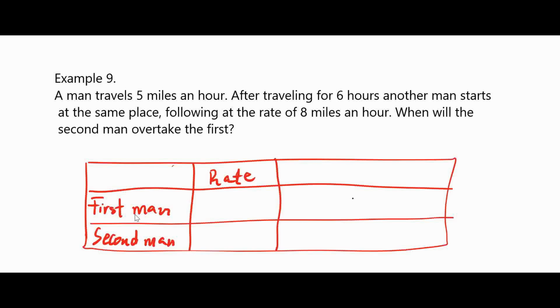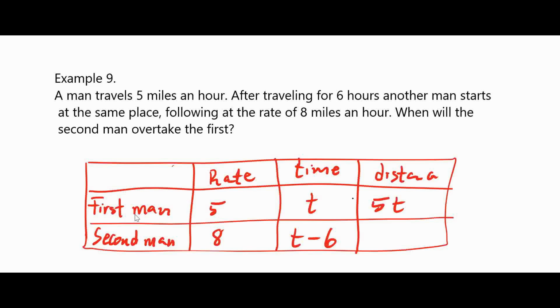The rate. First man traveled at the rate of 5 miles an hour, and the second man traveled 8 miles an hour, and the time spent by the first man, let it be T, and then the second man started 6 hours later, so T minus 6, and the distance covered would be 5T, and 8T minus 6.